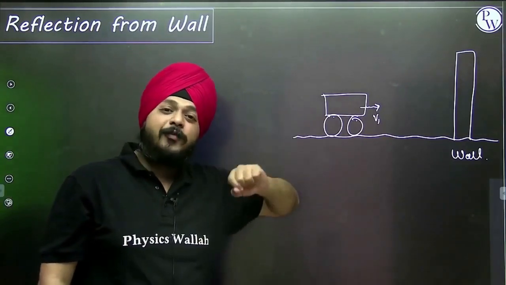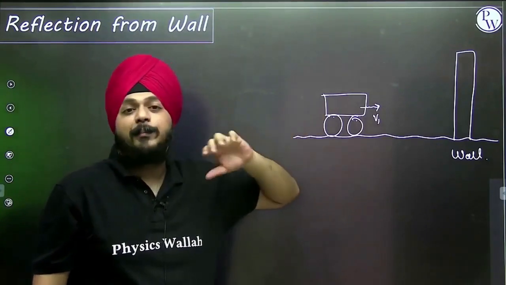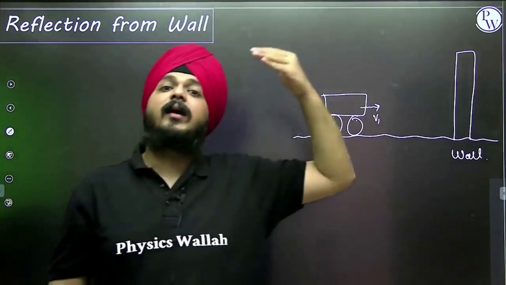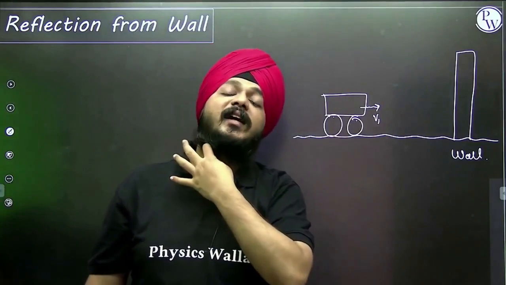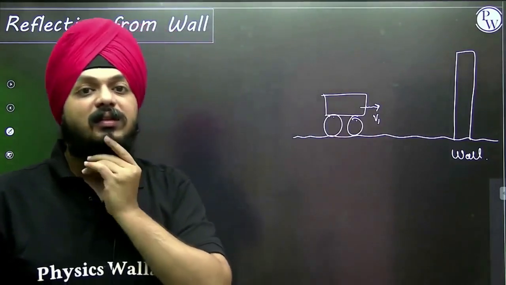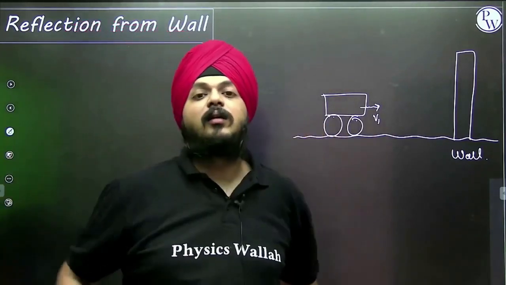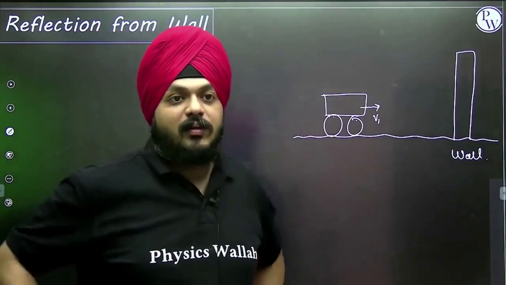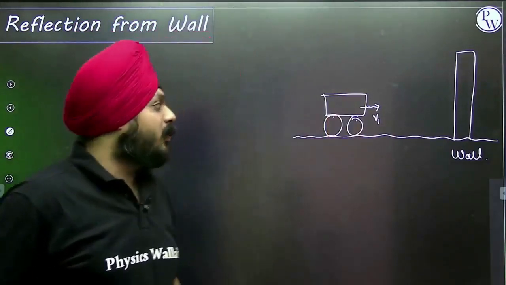Students always get confused in some kinds of examples in which suddenly the observer gets converted into the source. That is one special example for it. Then we are going to discuss that stuff here only.